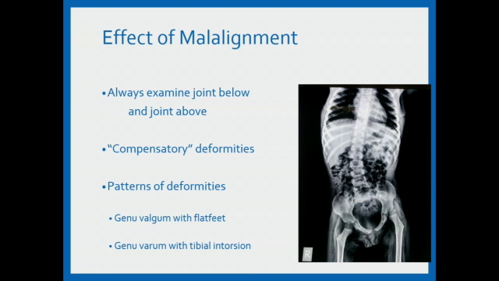You also look for compensatory deformities. So sometimes you will observe a child who's got an in-toeing or an increased anteversion of the femur, but then he will try to compensate by extorsion of the tibia. So you look for these kind of compensatory deformity patterns. And then you also observe patterns of deformity. So you sometimes see a child with genu valgum who's got flat feet, or genu varum associated with tibial intorsion.